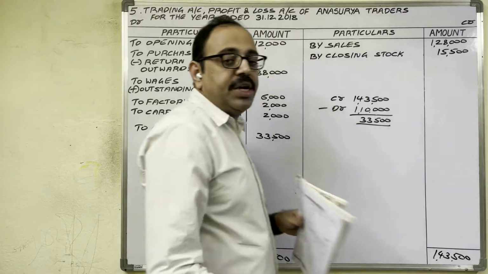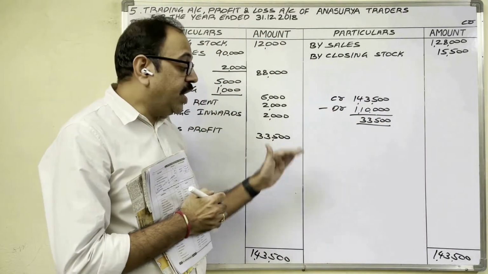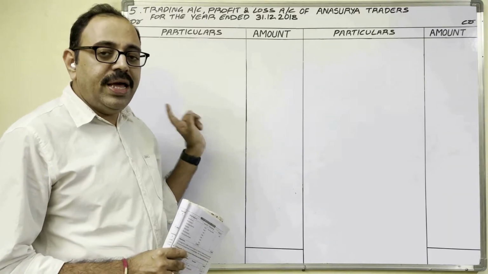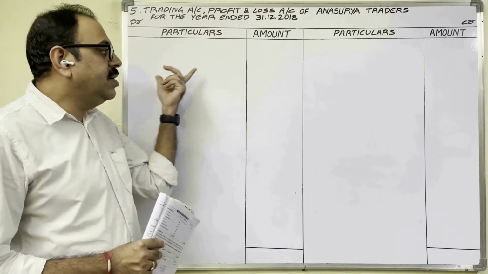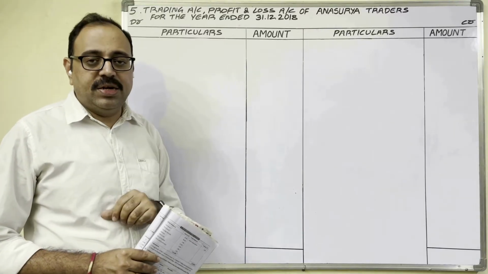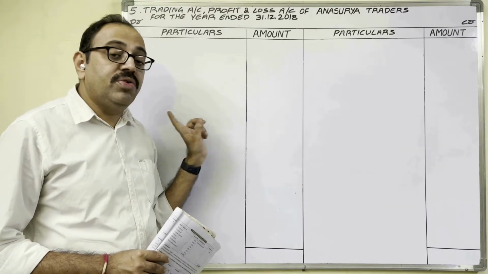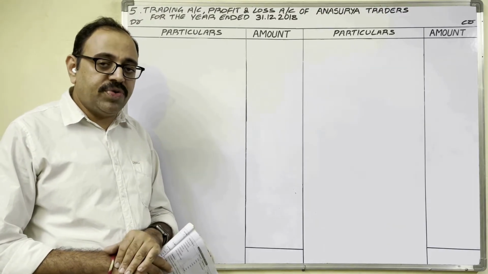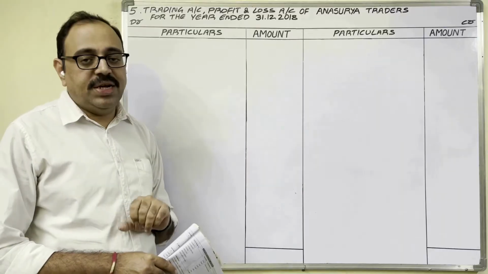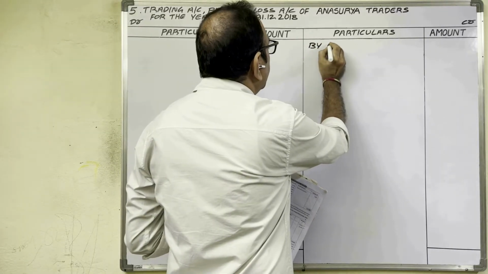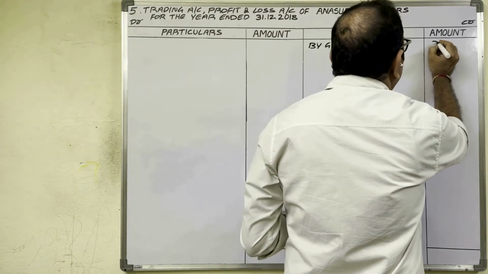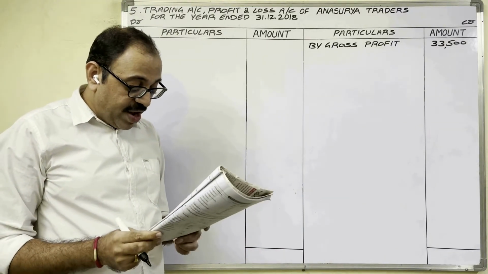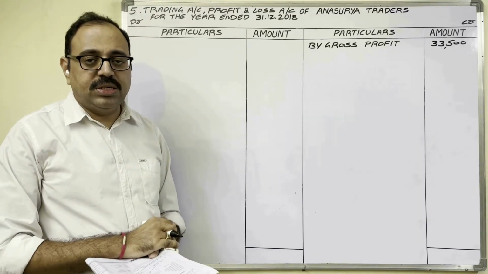Trading account is completed. In the same table, we have to continue with profit and loss account. Indirect expenses and losses debit side, indirect incomes and gains credit side. We have to start profit and loss account with the gross profit. In trading account, on debit side we wrote gross profit, no? That amount we have to show on credit side. By gross profit, 33,500 rupees. See debit column of trial balance: wages, factory rent, audit charges.